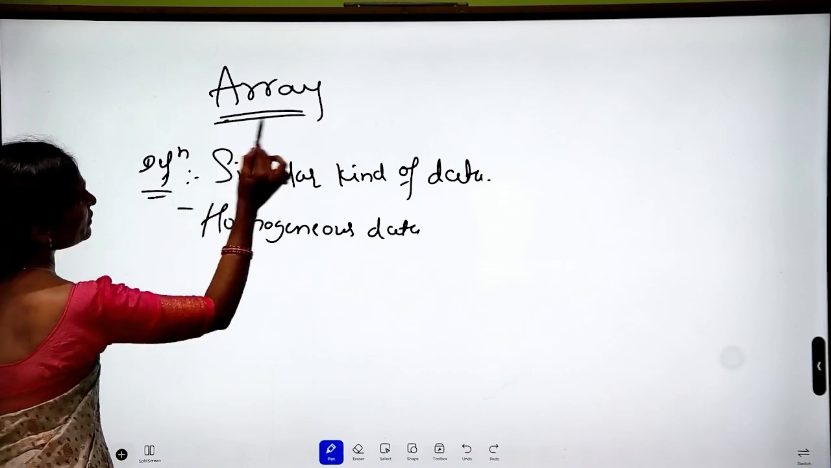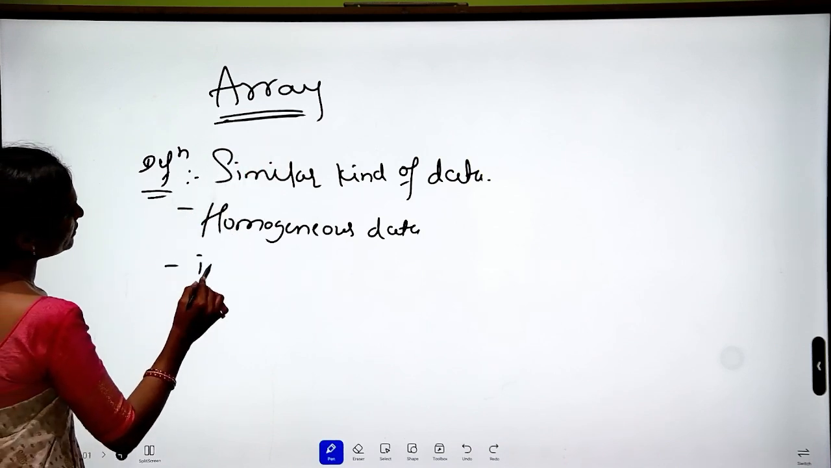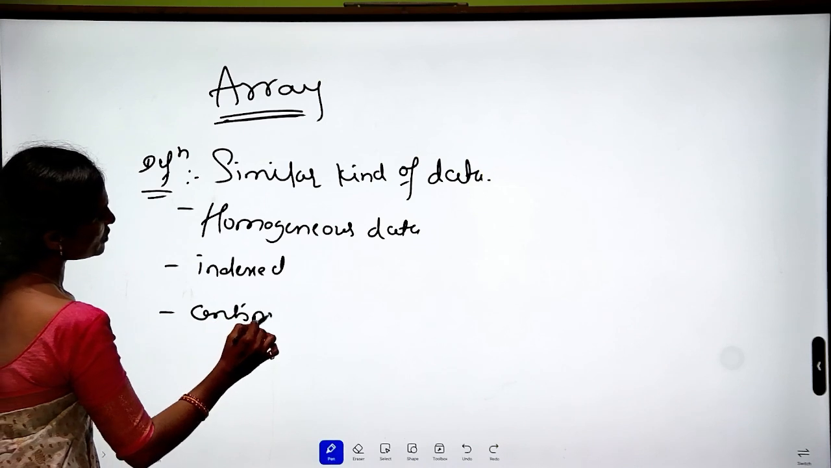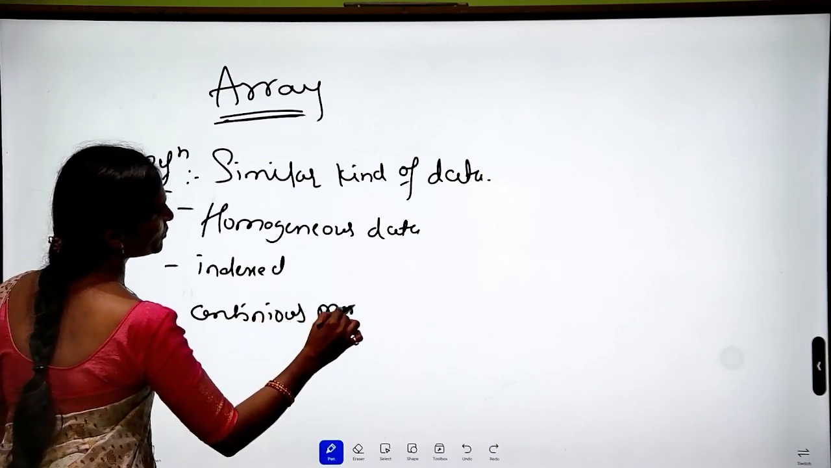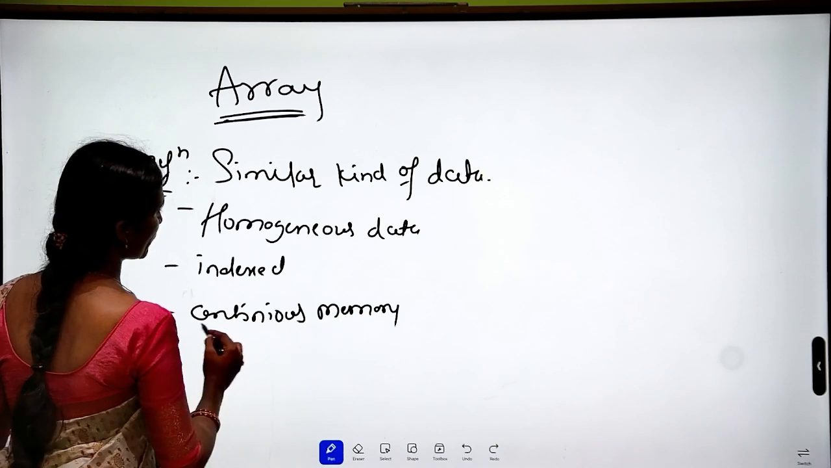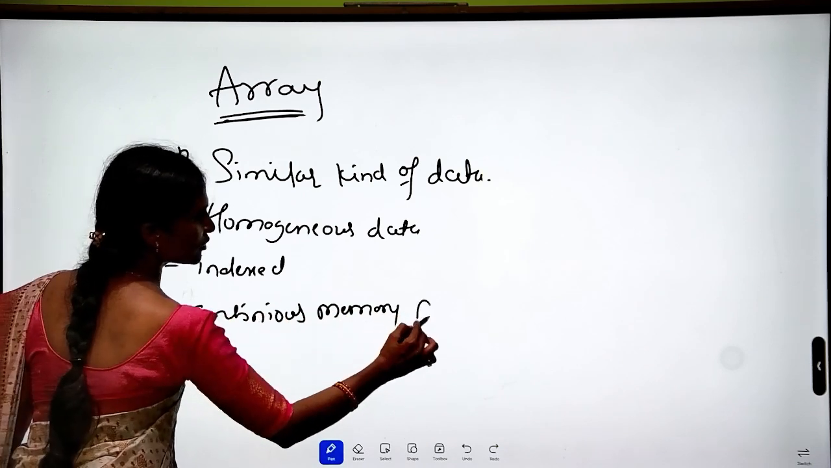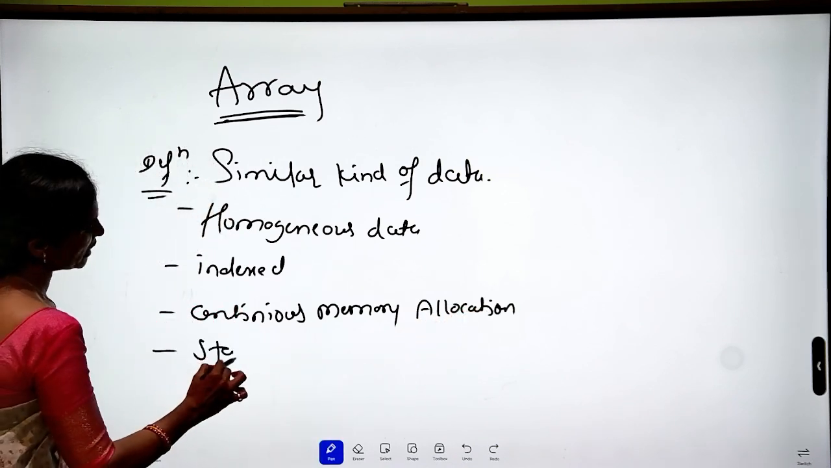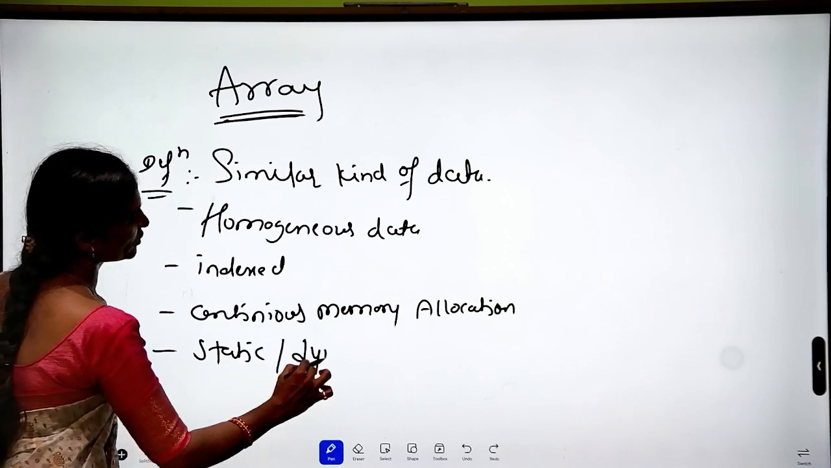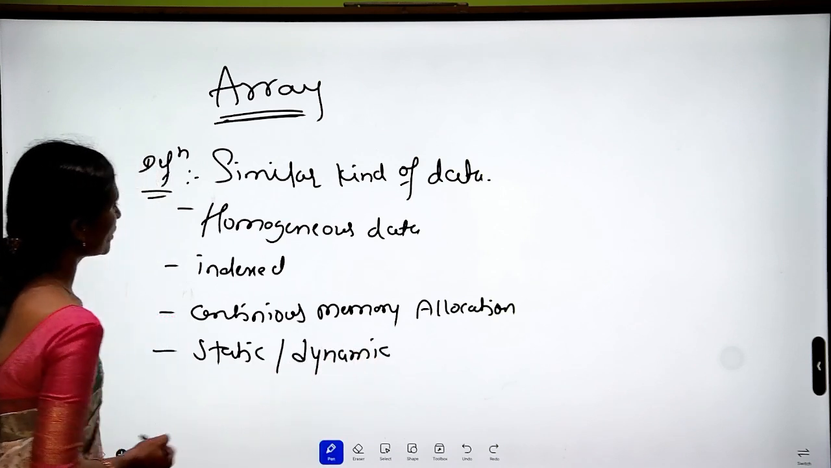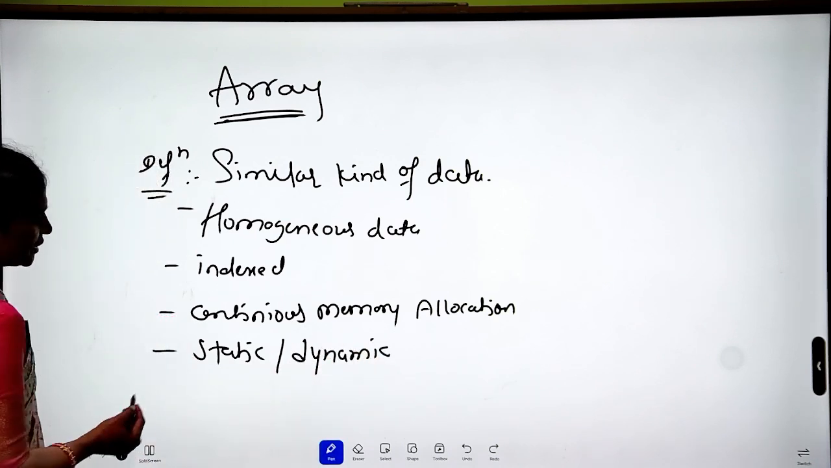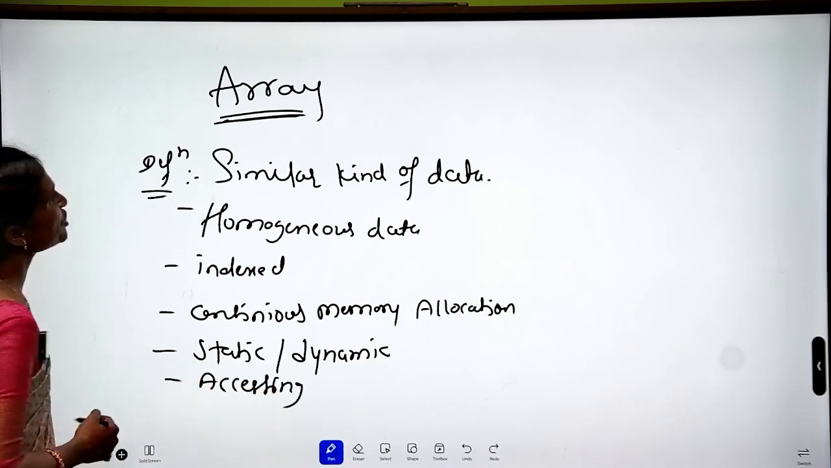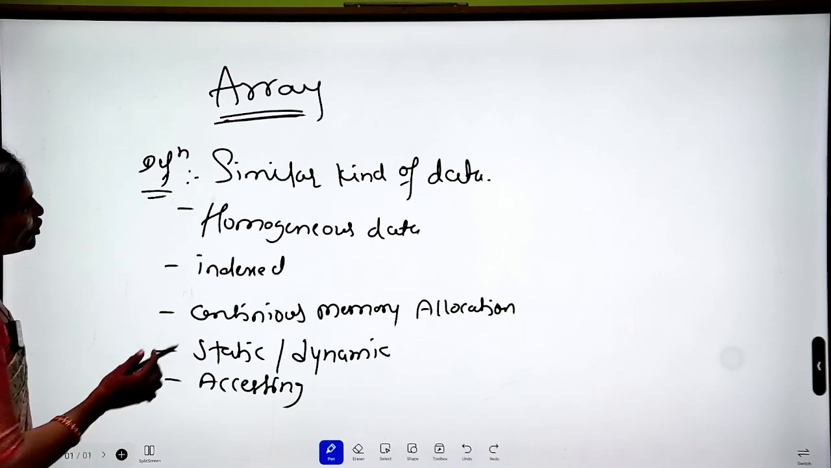Okay, so arrays, how are they? They are indexed. They are stored in continuous memory allocation. How is the memory allocation? Continuous. Indexed they are, and continuous memory allocation is there. The memory allocation may be static or dynamic. Then it is easy to access. Accessing is easy, so searching is easy. Okay, so this is an array.